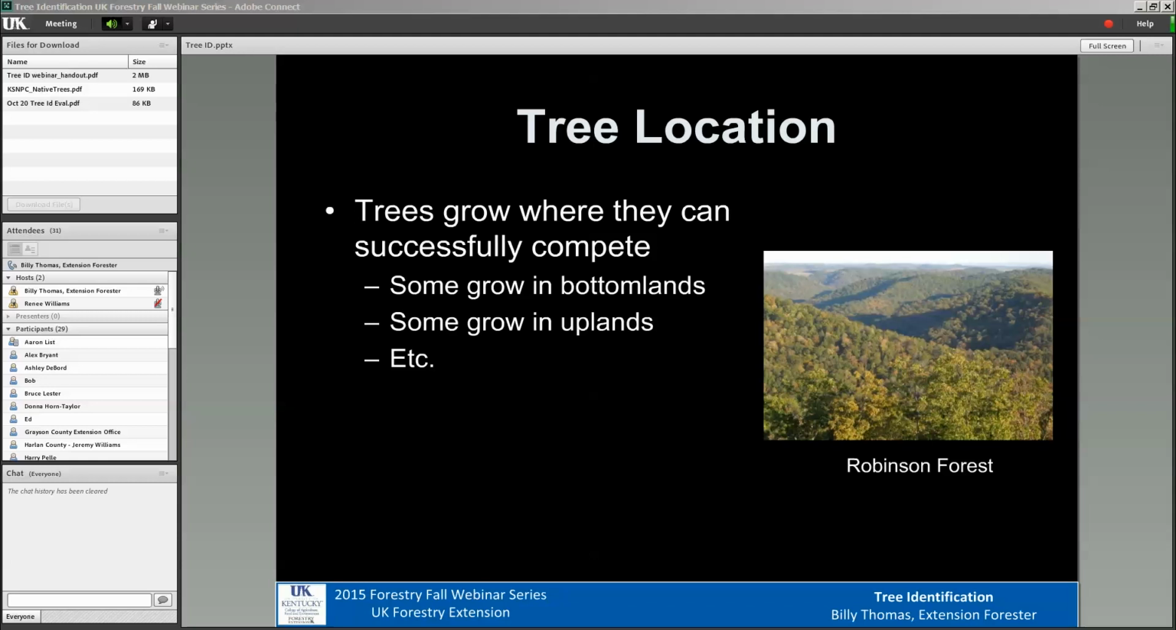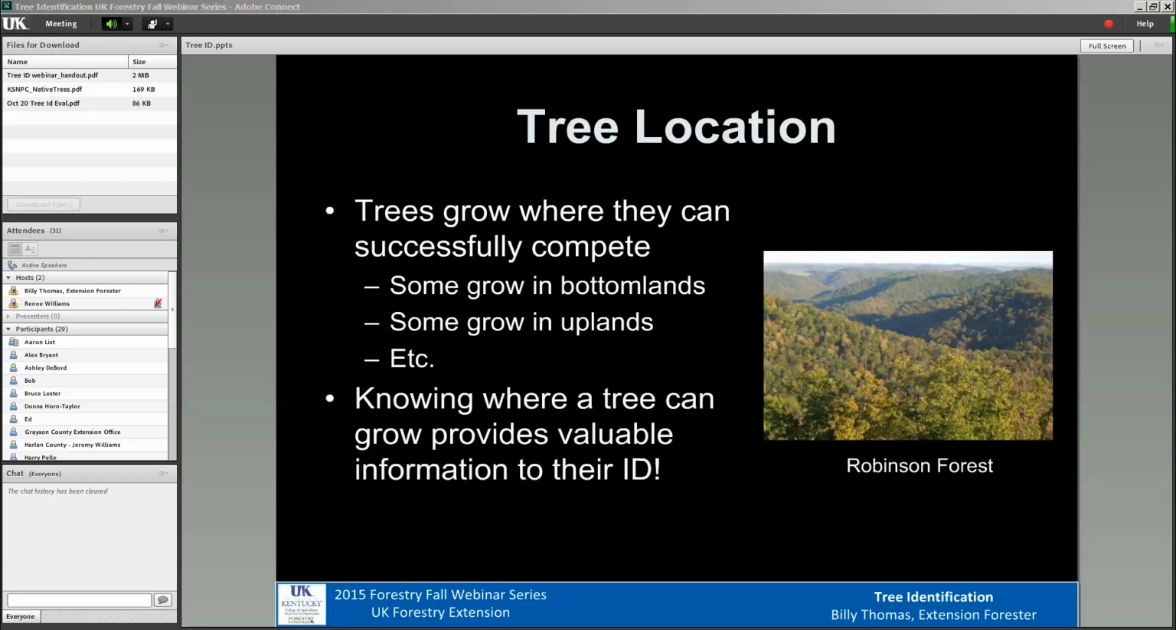Now, some of these may grow well in bottomlands. They may be able to tolerate where the soil stays wet for an extended period, such as the bald cypress or the pin oak. I know pin oak's a tree that's commonly planted in yards and city landscapes. Part of that reason is because it can take those compacted soils that are there as well. And again, other trees may grow in uplands. So again, knowing where some of these trees can grow can give you a good clue to where they'll be. So we don't want to overlook that.